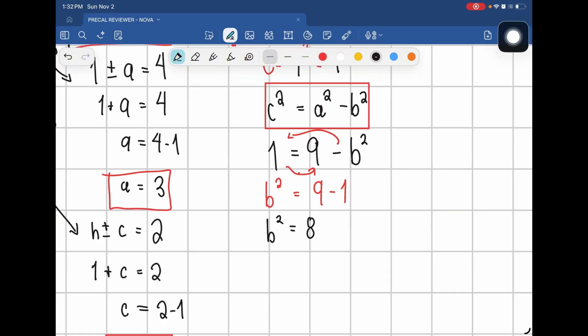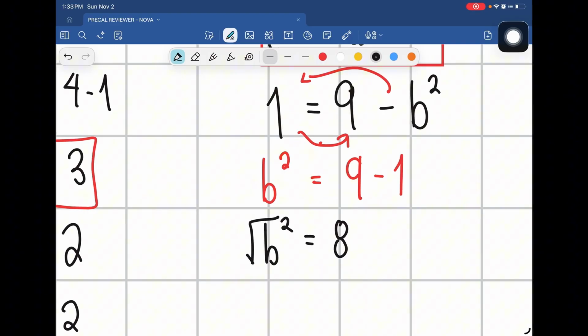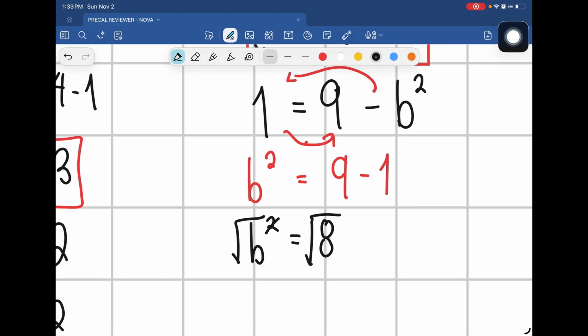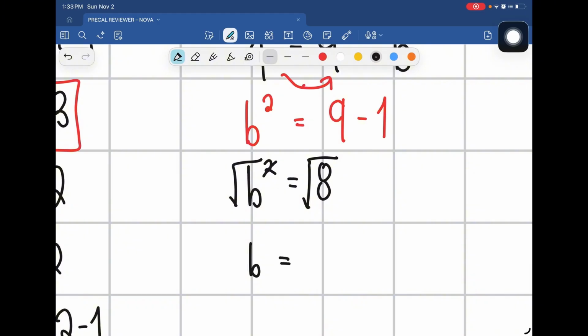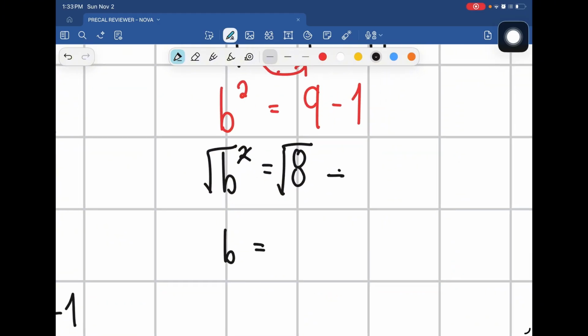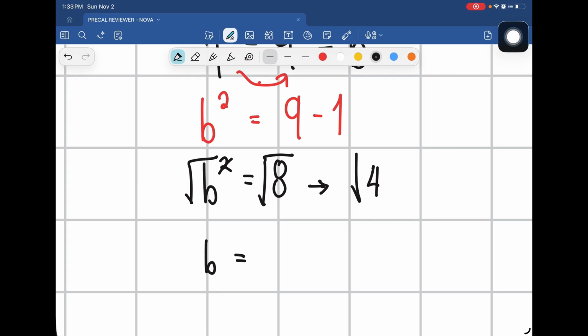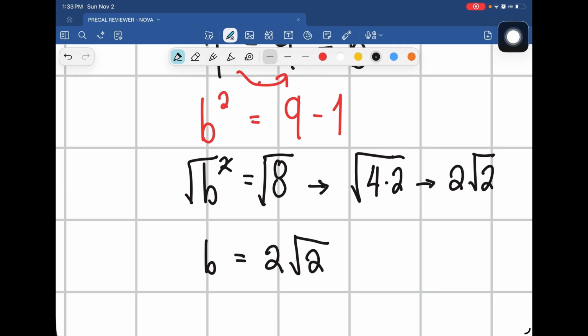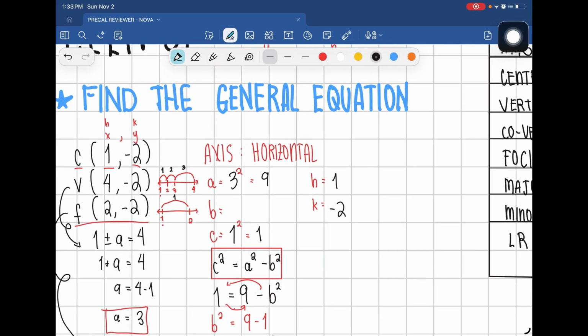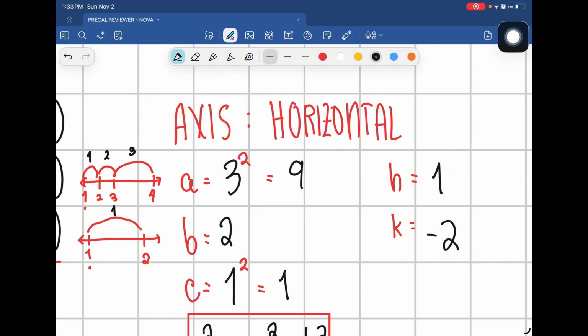And since we are finding for b, we're gonna take the square root of that, canceling the square. So b is equal to the square root of 8, which can also be simplified into the square root of 4 times 2, which is also equal to 2 square root of 2, because the square root of 4 is 2. Therefore, that's our b. Okay, now that we found our b, 2 square root of 2, and its square is equal to 8.